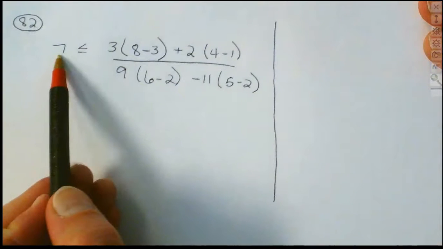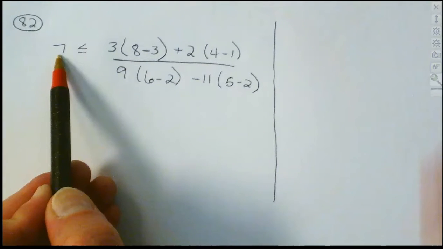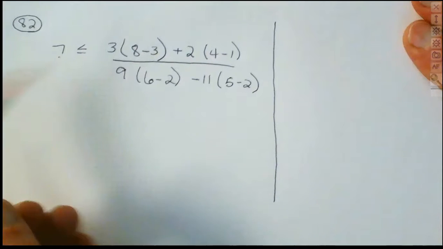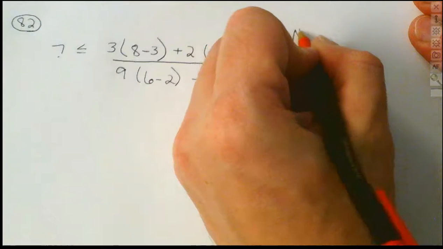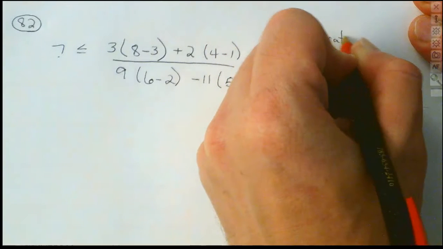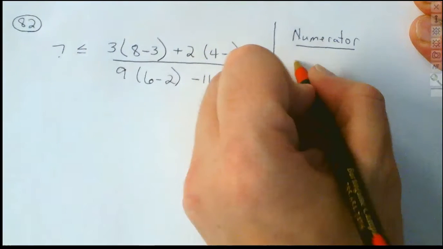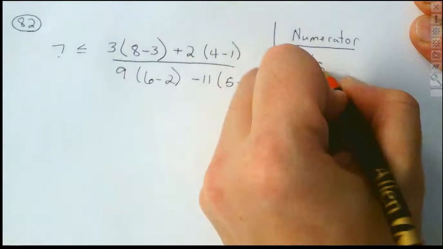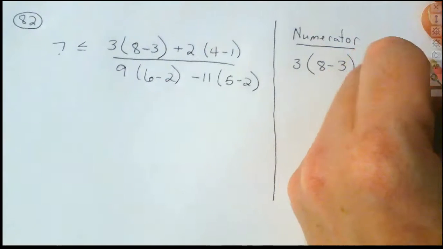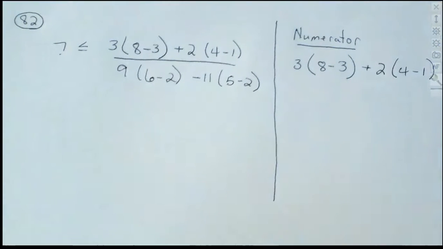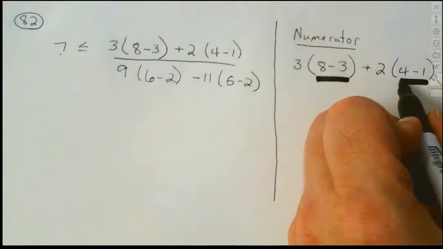There's nothing to do over here on the left. This 7, it's done. Nothing I can do with it. So we're only going to be focusing on what's on the right, the numerator. For the numerator, we have 3 times 8 minus 3 plus 2 times 4 minus 1. Order of operations. Let's make sure we copied it down correctly, because that's a common place where students make mistakes, in copying it down. It looks like everything's right.